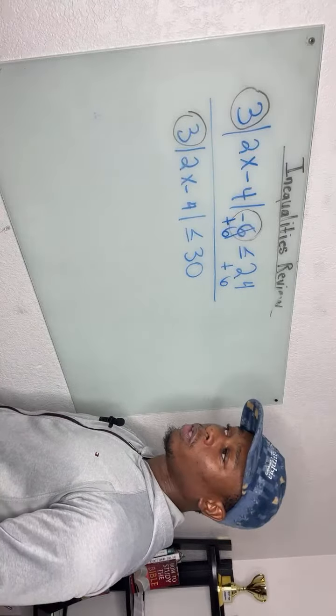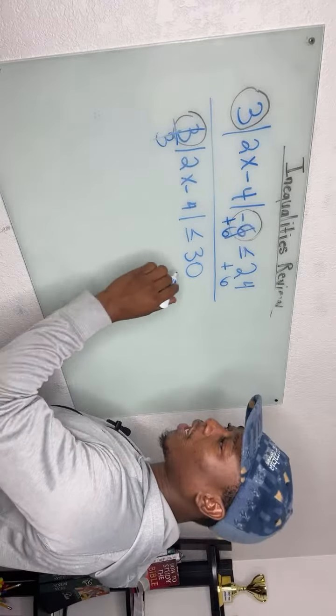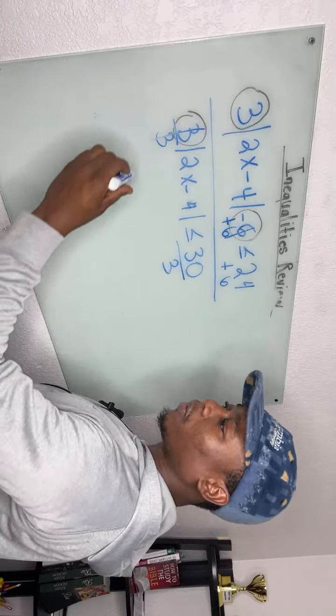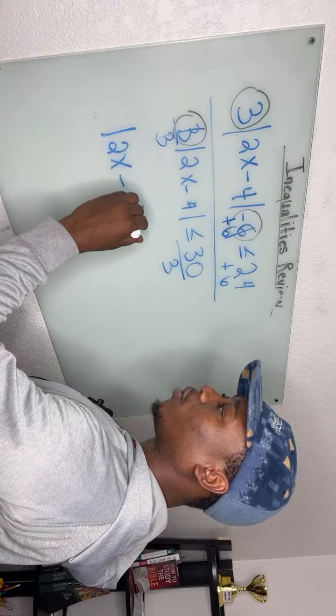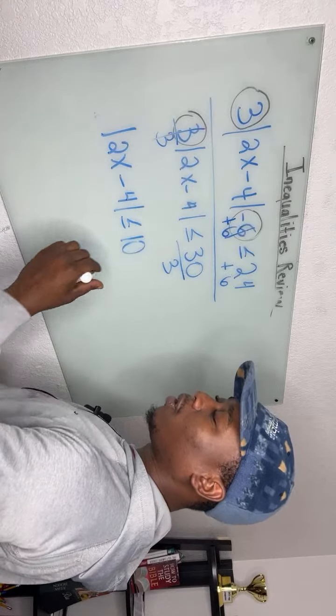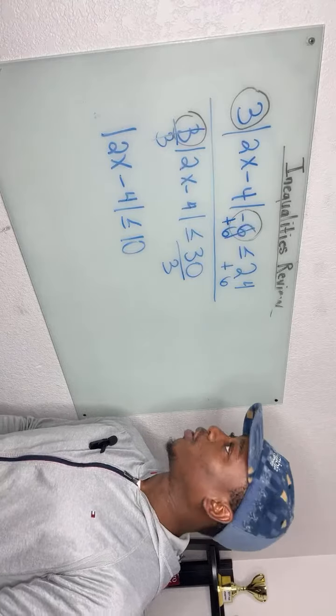So now we're going to do the opposite of multiplication. So we're going to divide. The 3 cancels out. We go on the other side and do the same thing. Now we're left with the absolute value of 2x minus 4 is less than or equal to 10. Now that it's by itself, we can start doing some magic.